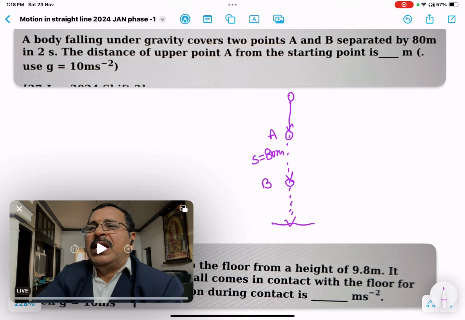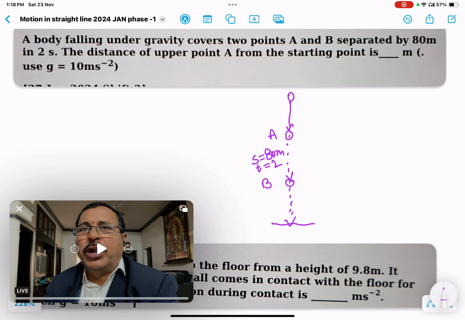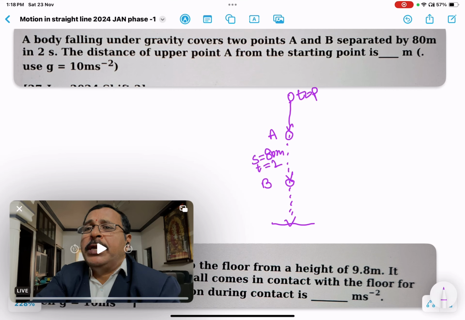The distance is covered in how many seconds? Time equals 2 seconds. In 2 seconds it crosses the two points A and B while coming down, a freely falling body. The question is: wherever required take g value as 10. Find the distance of the upper point A from the starting point, the top point. From the top, above point A, what is the distance covered? So we are asking S dash.